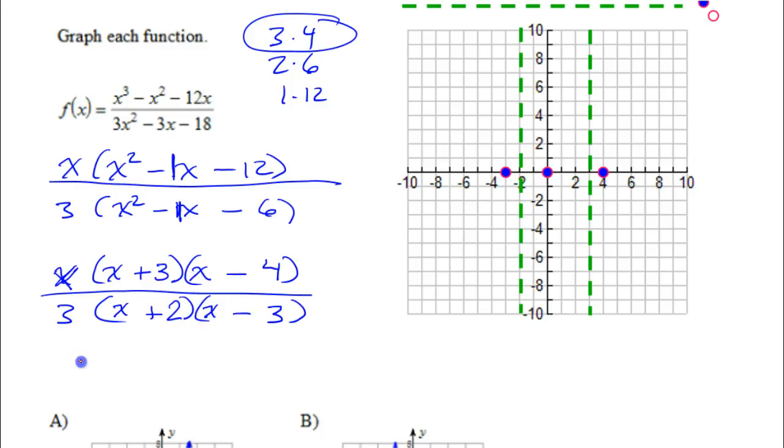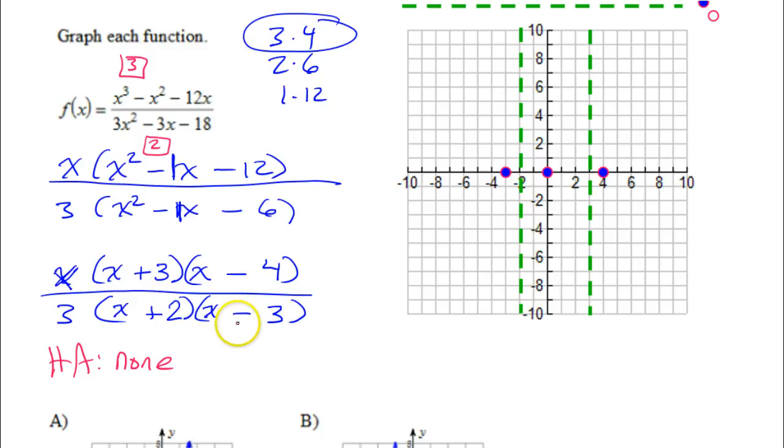Alright, for the horizontal asymptote, you have to pay attention to the degree. The degree of the numerator is 3, and the degree of the denominator is 2, because x to the third power and x squared. When the degree of the numerator is more than the denominator, then there is no horizontal asymptote. So there should be none.